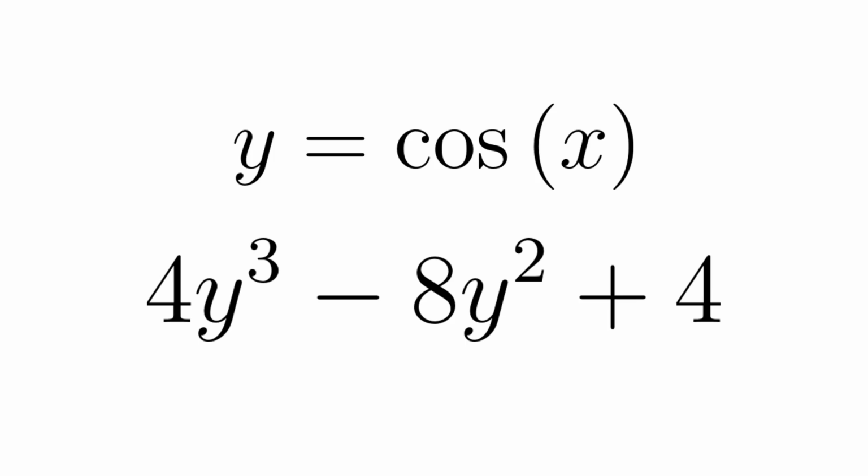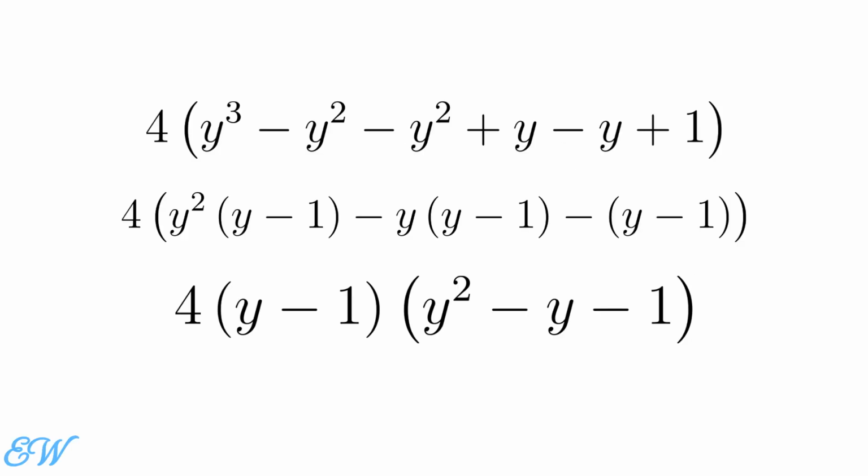From there, let's say that y is equal to cosine x. We can plug that into our equation, and we get 4y cubed minus 8y squared plus 4 equals 0. This makes it a lot easier to understand this cubic equation and may simplify it in later steps. So then we can rewrite our equation as such. It does look a little daunting, but I assure you it's not that complicated.